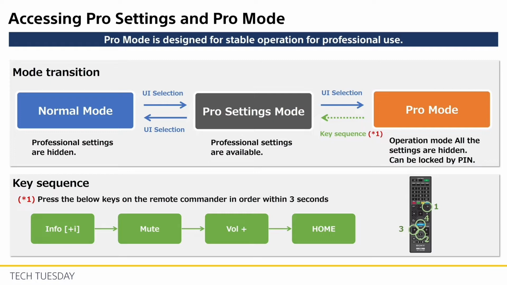Now, the Pro Mode tool icon by default gets hidden whenever you start Pro Mode. So you can enable it in the Pro Settings menu to be visible while you're in Pro Mode. Or you can use this key sequence. This key sequence on the IR remote control always works. It's the info button, mute, volume plus, home. That'll work always, whether you've locked Pro mode or you're in the Pro mode operation. This key sequence will always work.